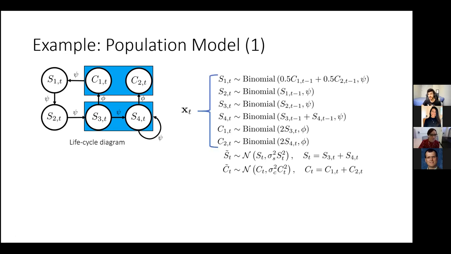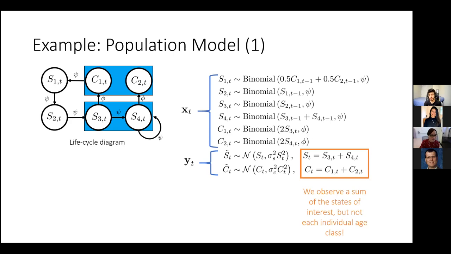So the hidden states, or the latent states, as I mentioned from the previous slides, in this case correspond to all of the true abundances of each of the age classes. So the stage 1, stage 2, stage 3, stage 4 penguins. And then the observations are the actual collected data that the ecologists go out and collect, which would be the nest counts and the chick counts. And one important thing to note is that we don't really observe each age class. We observe this total sum across age classes. And so the unknown parameters of this model are the survival rate, psi, the reproductive success, phi, and then the noises in the observations.